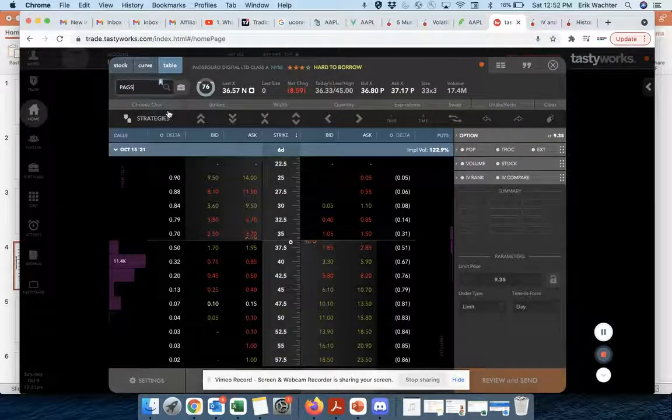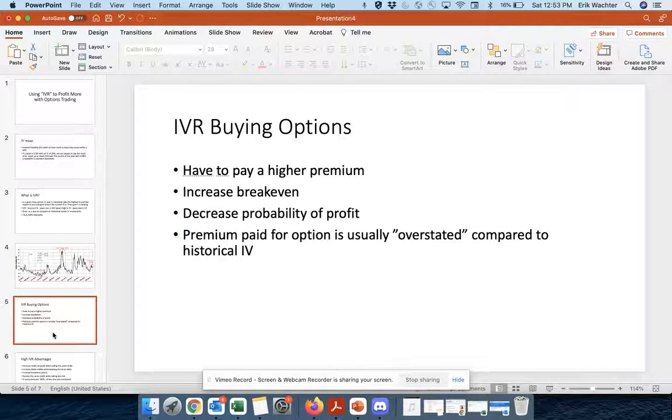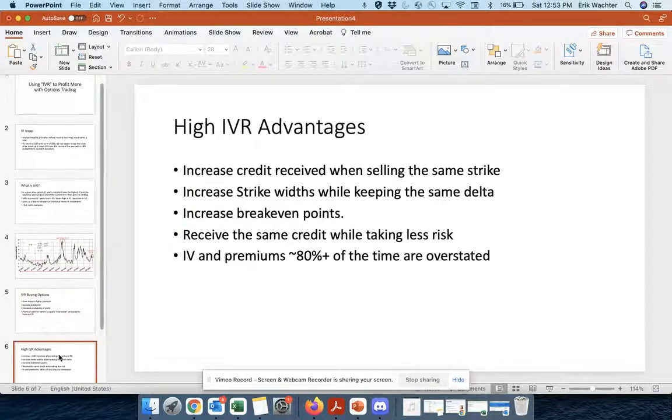So you can see this one. I just sold a put in this company. I don't even know what it is, but I'll get into why selling during high implied volatility environments is beneficial as an options trader. Okay, actually, let's get into that right now. So that I just explained IVR. I hope that makes sense. So let's skip to IVR advantages when you're selling.